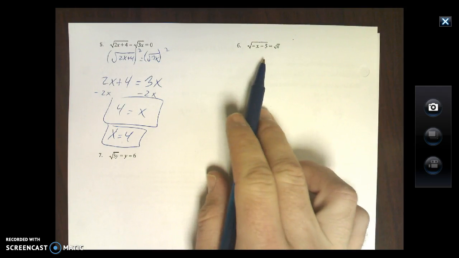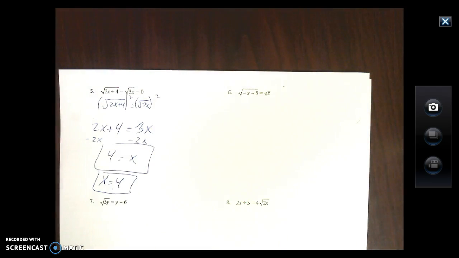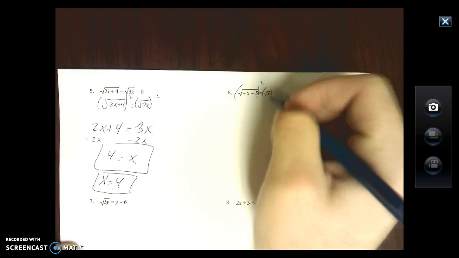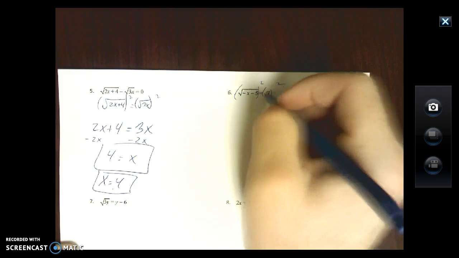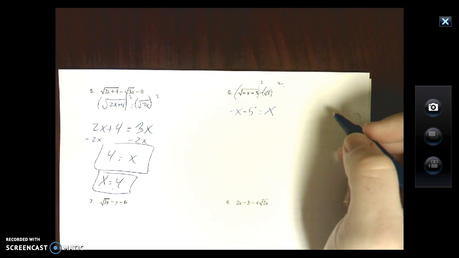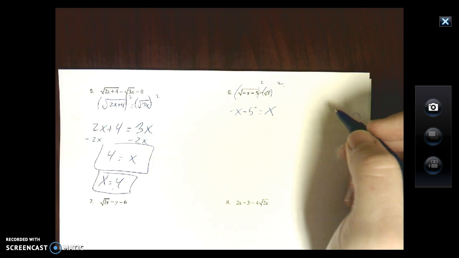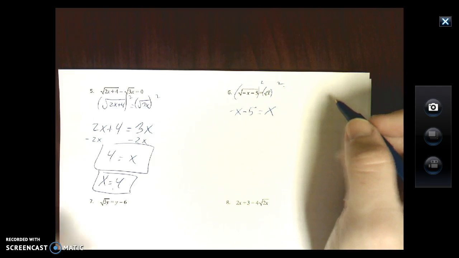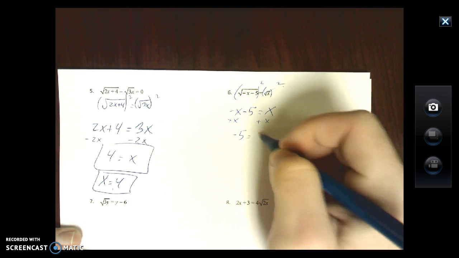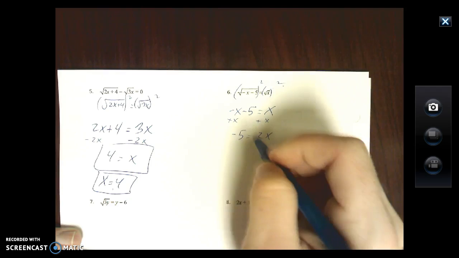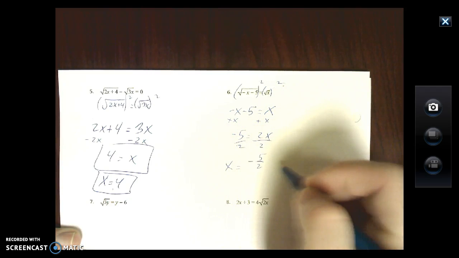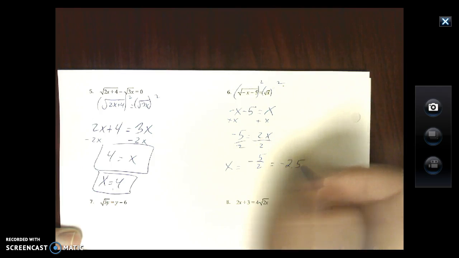Okay, over here, number 6. I already have it going for me, which is nice. So I can square left, I can square right, get rid of the square roots. Okay. Easy enough. These are the nice problems, even though they look deceiving. I can add x over. Negative 5 equals 2x. Divide by 2 on both sides. X equals negative 5 halves, or negative 2.5.